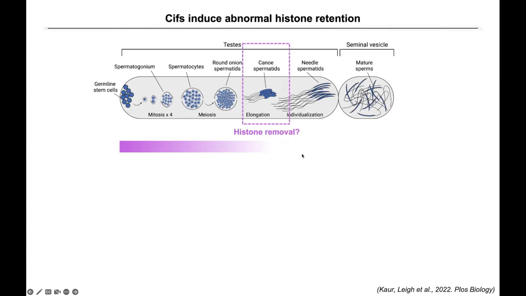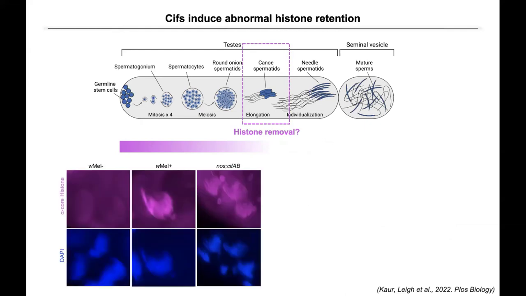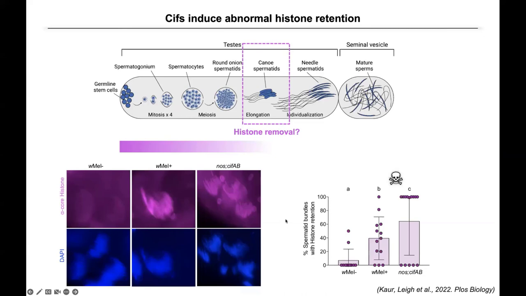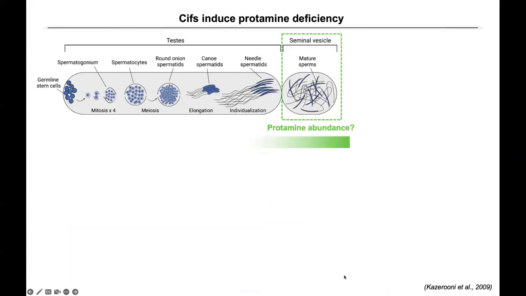So we looked at how CIFs impact this stage. First we checked if histone removal is occurring normally in the CI-causing males. We have a control line that does not have Wolbachia or the CIF expression, which is the positive control for the nuclei heads. In these canoe heads, the bundles have lost their histones. But in the other crosses, where we have Wolbachia presence and transgenic CIF-AB expression, these sperm bundles are not able to remove histones as regularly as they should. After counting how many sperm bundles retain histones in Wolbachia-infected and CIF-AB lines, we found a significant amount of sperm bundles that carry histones in the presence of Wolbachia and CIF-AB expression compared to the negative controls.